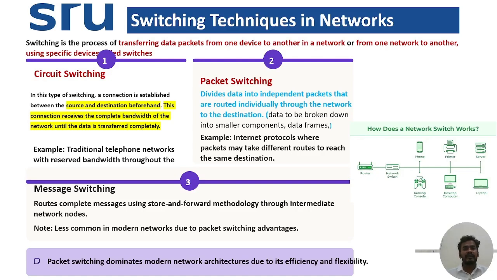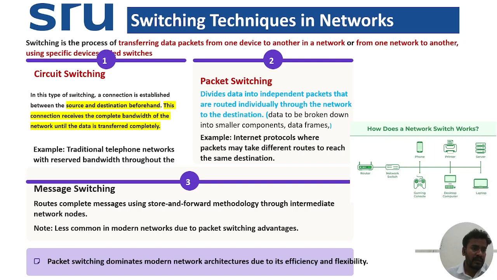Coming to the switching techniques in networks, switching is the process of transferring data packets from one device to another device in a network, or from one network to another, using a specific device, the switch. There are three categories of switching available: circuit switching, packet switching, and message switching.